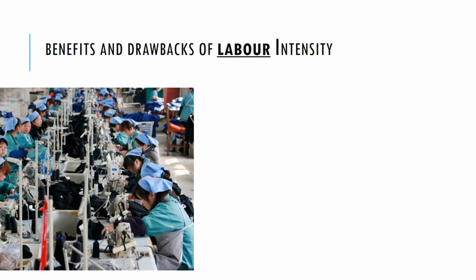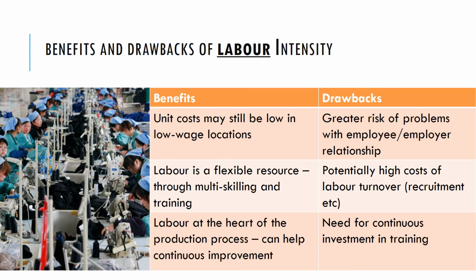Now let's look at some of the benefits and drawbacks of labour-intensive production. Well, benefits, if the costs are low, because you're operating in a low-wage location, then the unit costs may still be quite low. Labour is a very flexible resource, whereas a machine will generally do one particular job very well. Labour can be retrained and maybe have many skills, and so it can be more flexible in terms of meeting customer requirements or demand.